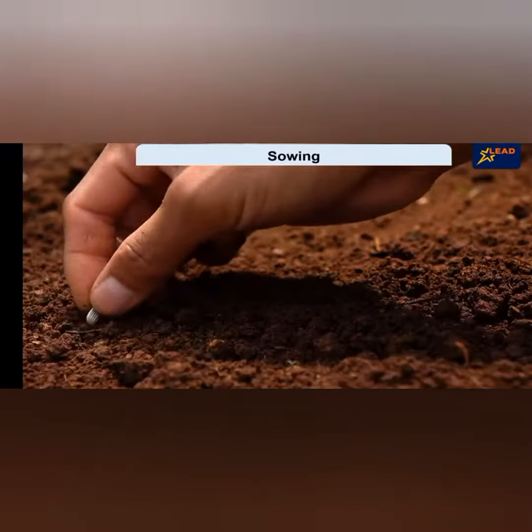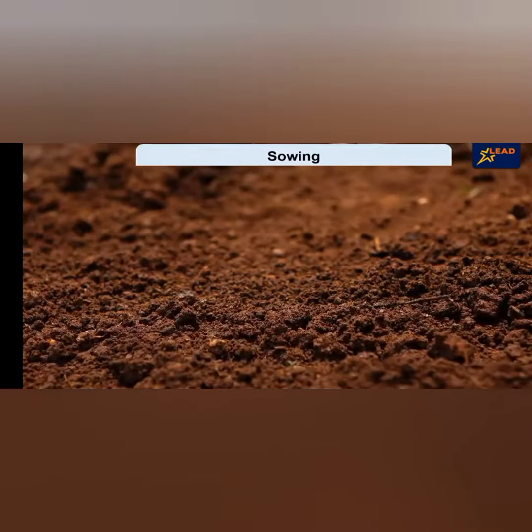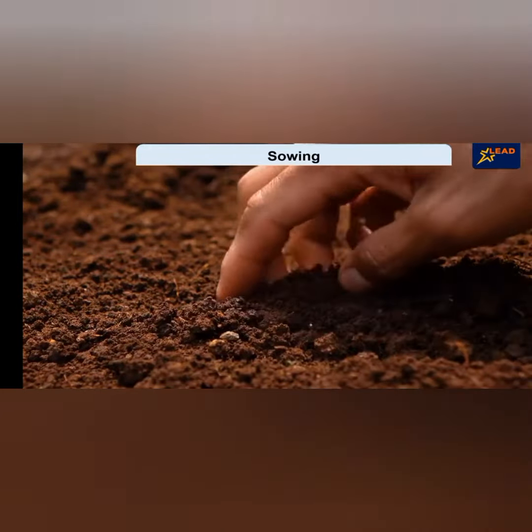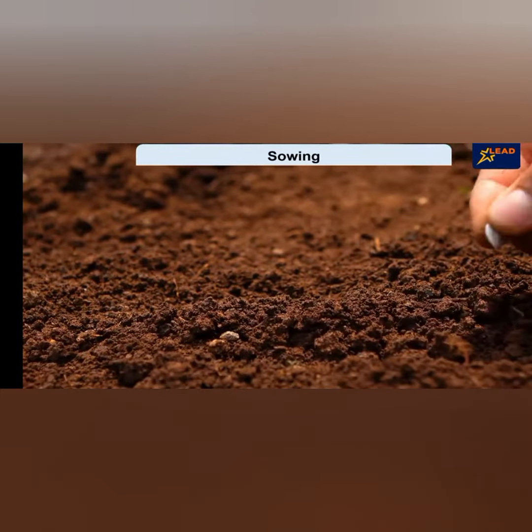The second step is sowing. Sowing is the process of planting seeds in the soil. Farmers sow the seeds of the crops of interest in prepared soil.